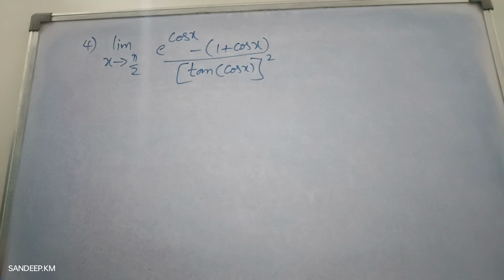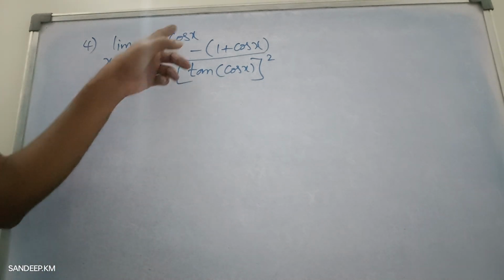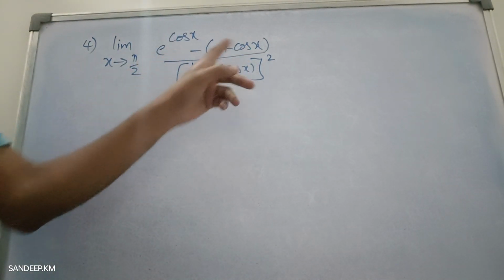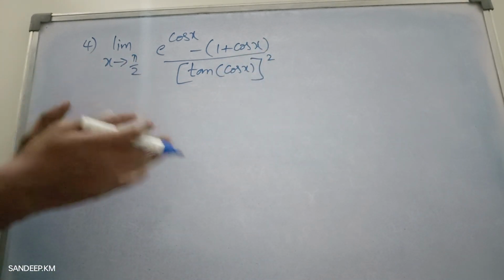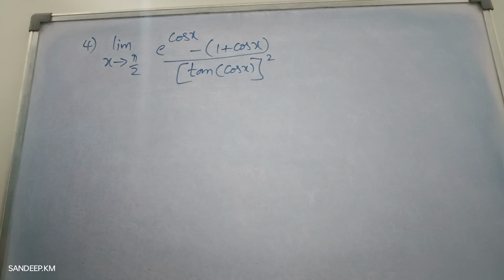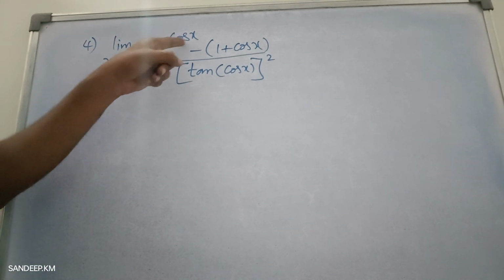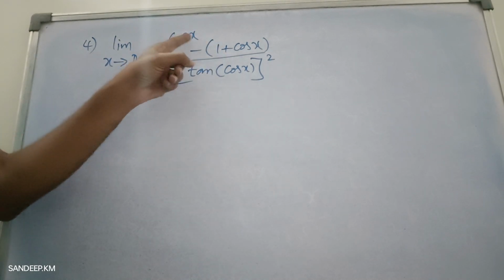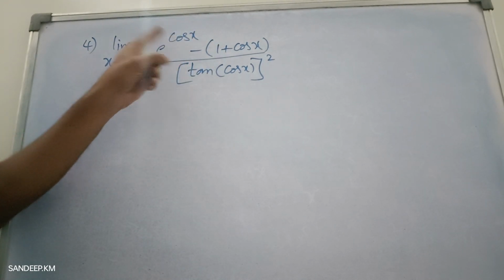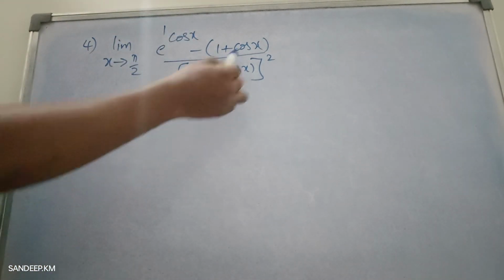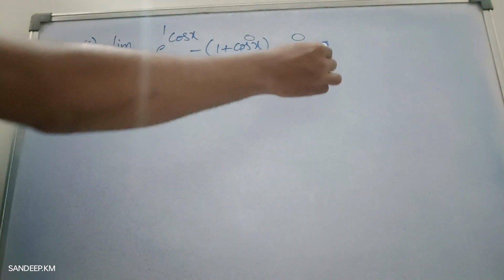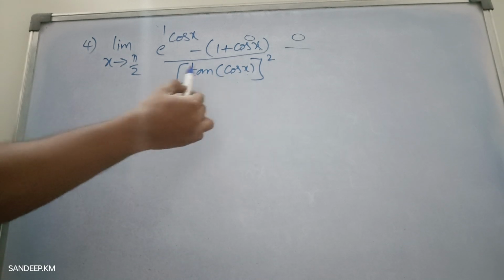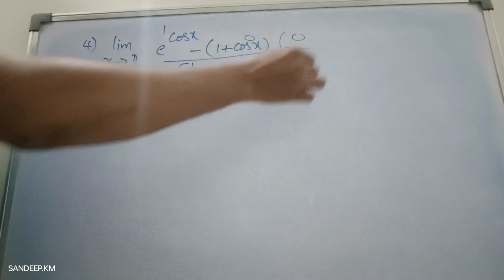So our next question: limit x approaches pi by 2, e power cos x minus of 1 plus cos x, divided by tan of cos x whole square. What is this? Everywhere cos x, cos x, cos x and so on. Yes, of course, I will do something with cos x. But before that, if I substitute x as pi by 2 in the question, cos pi by 2 is 0. e power 0 is 1. The numerator will be 1 minus 1, which is 0, divided by tan of cos pi by 2, which is tan 0, which is 0.